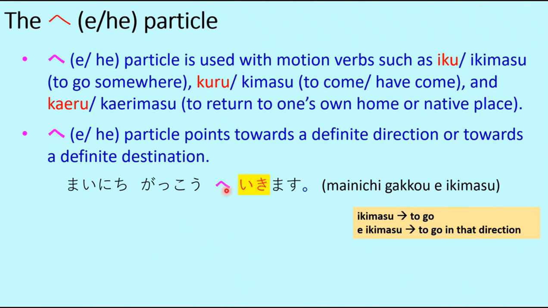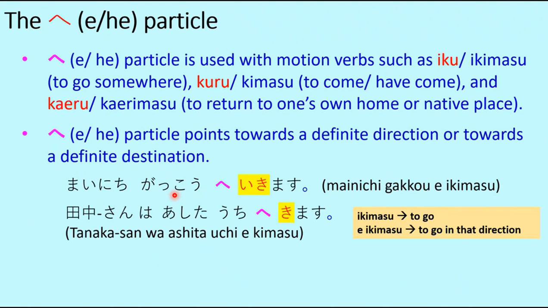So this is how the e particle is used between the place, gakko in this case, and ikimasu, the verb. That means the e particle connects the destination or the place with the verb. That means to go towards that particular destination or towards that particular place.